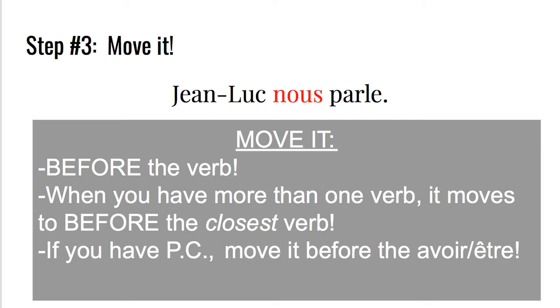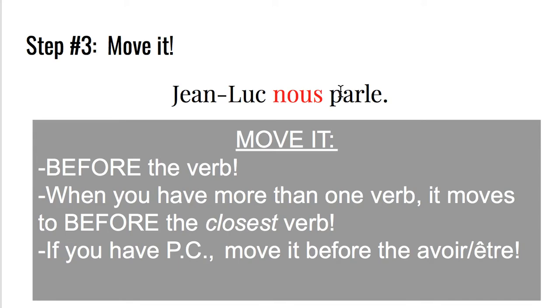So Jean-Luc nous parle. So the rules for moving it are that it's going to go before the verb. So you can see here I put my nous before parle. And when you have more than one verb, it's going to move to the closest verb. So if you have je vais parler, you've got a future proche, or if you've got a compound sentence with multiple verbs in it, it's always going to move to the closest verb. So that will probably not so much for you guys. I don't think you're going to see a lot of compound, complex sentences, but just a rule to keep in mind as you go.